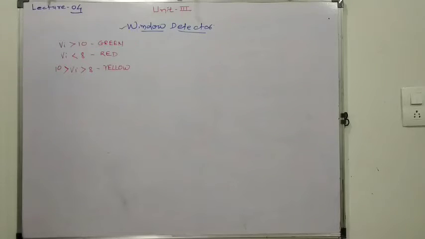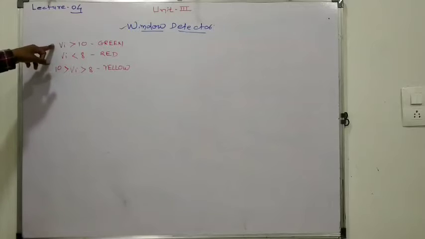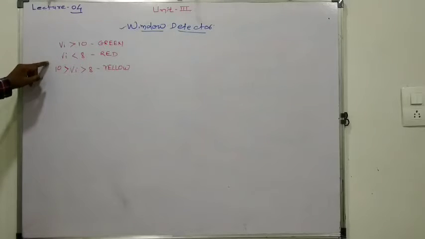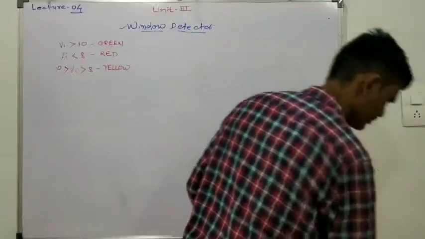So I read the problem once again. Design a suitable circuit using IC 741 op amp that glows a green LED when the output is greater than 10 volt. Then glow the red LED when the output is less than 8 volt. Second point, and otherwise the yellow LED should glow. These are the three conditions. For that we have to design a circuit using an operational amplifier.